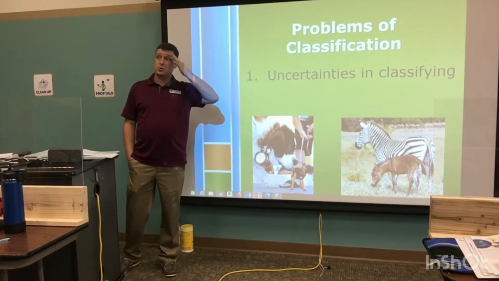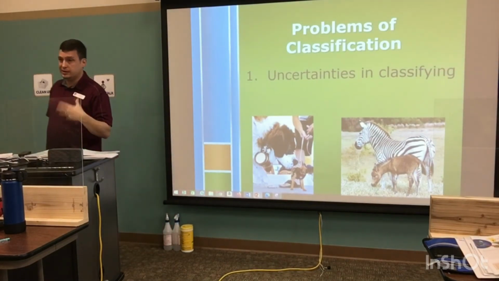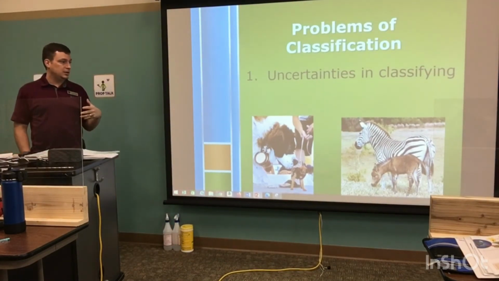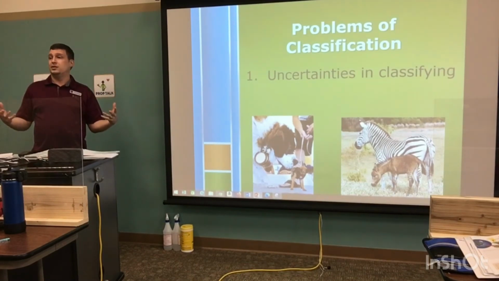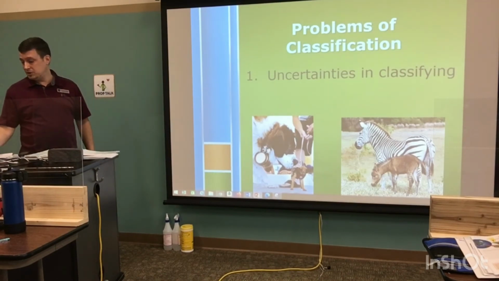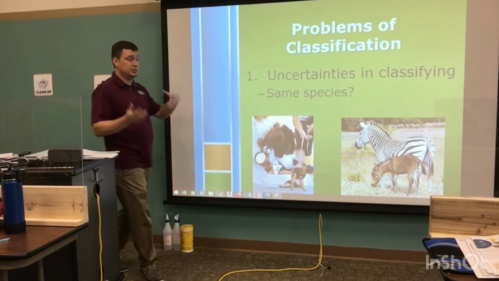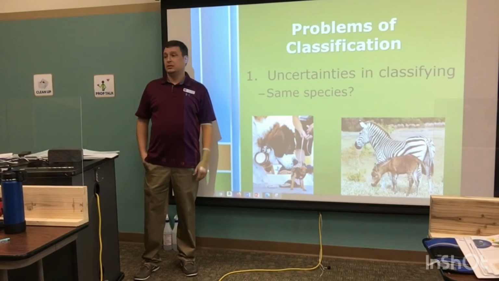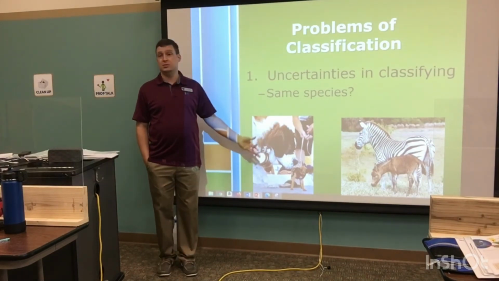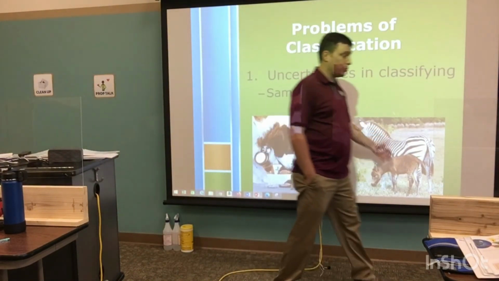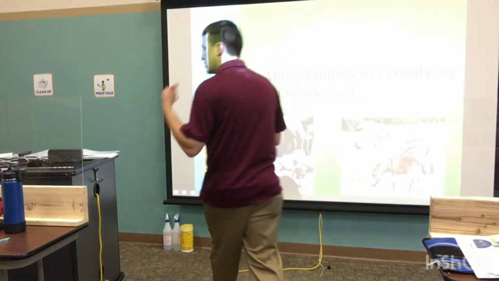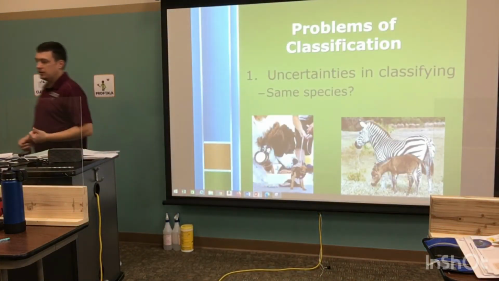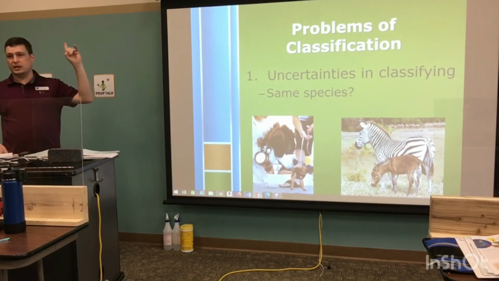So some things don't always get explained well in our classification system. Really, I think it's because God made our world so diverse and so cool that it doesn't always fit into our little box. Now, you see here, the question is, are these the same species or not? Well, dogs are the same species. Are zebras and horses the same species? So continuing along this line, number one, there are uncertainties in classification.